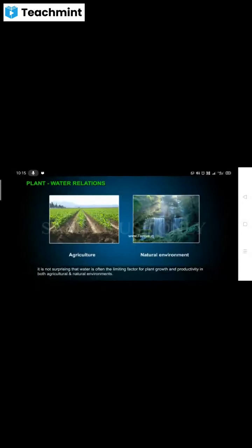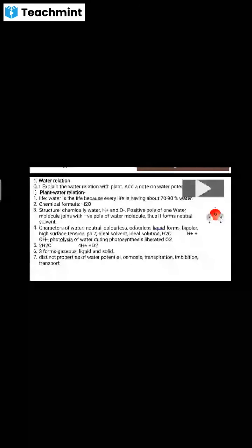This water, it is the limiting factor of the plant's growth and productivity. So both in agriculture as well as in natural conditions, the water is very much required for the plant's life. So the composition of the water, it is about 70 to 90%, and the formula of water, as you know, is H2O.